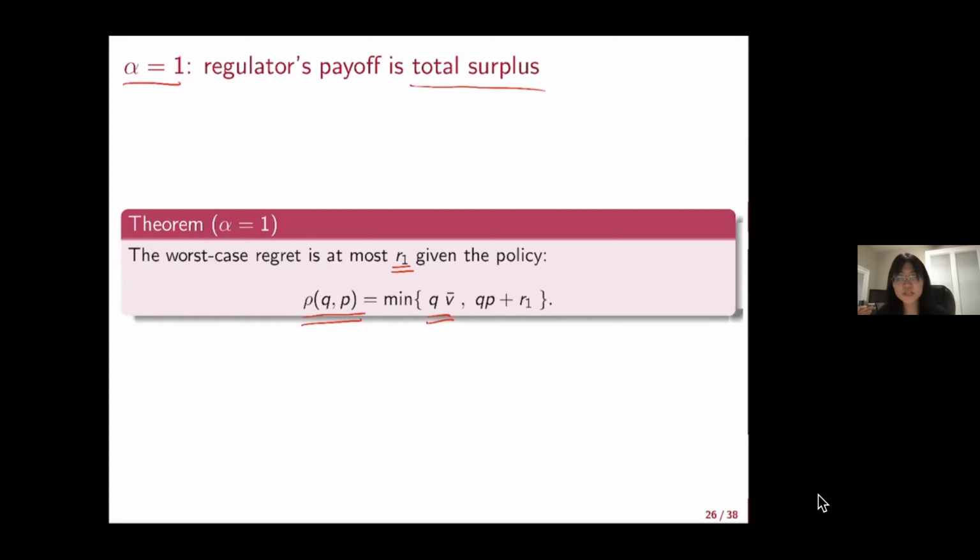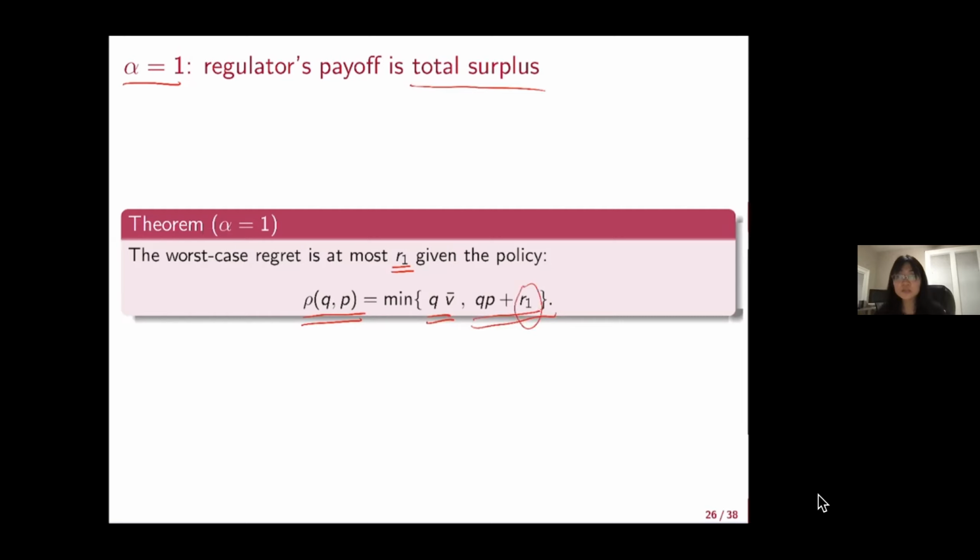So effectively, I'm creating some consumers who are willing to pay the maximum amount, V upper bar, for the firm's product. This is the piece rate subsidy we were talking about. I want to subsidize you for the difference between your price and the V upper bar. On top of that, the total subsidy I would offer is at most R1.